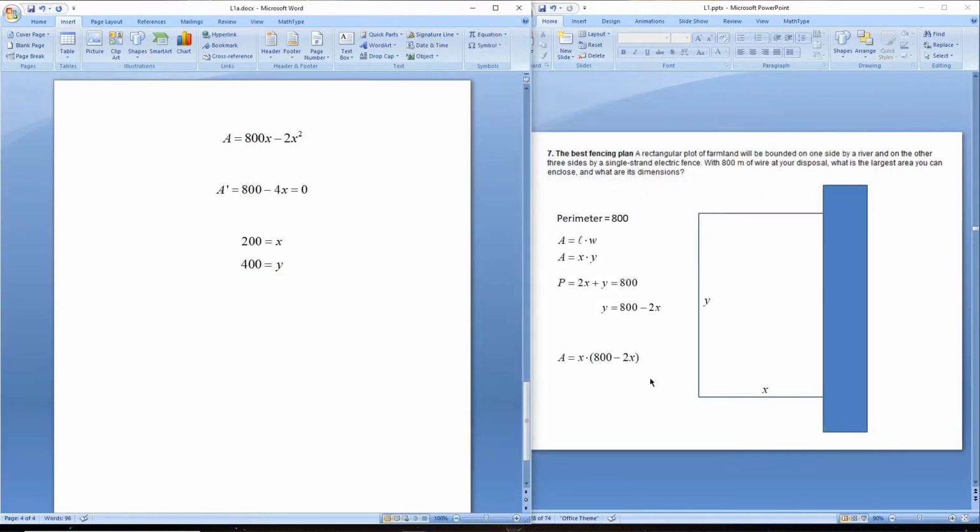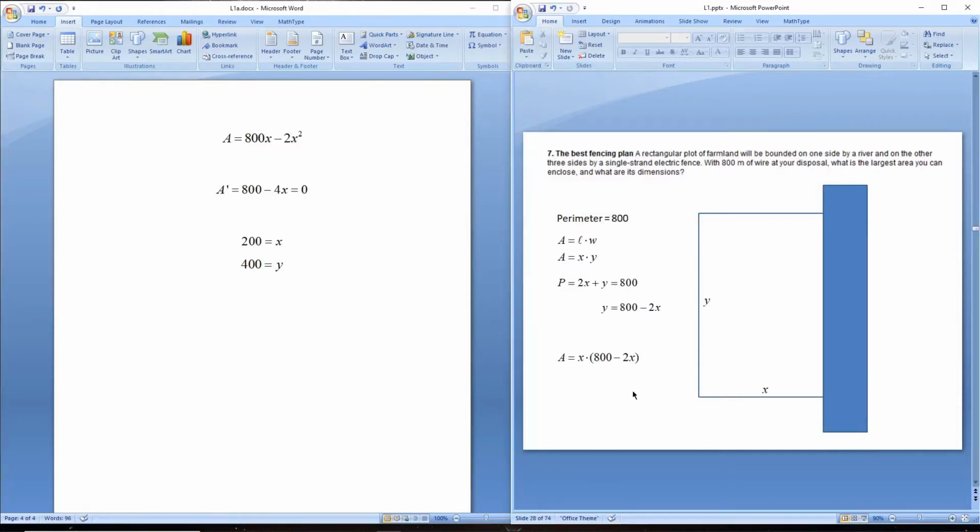So there you go. If you ever have a cattle rancher or somebody buy some fence and say, hey, what dimensions should I create to maximize my area here so I can get as much cattle in here as I can? What should those dimensions be? There you go. Let's check out another one.